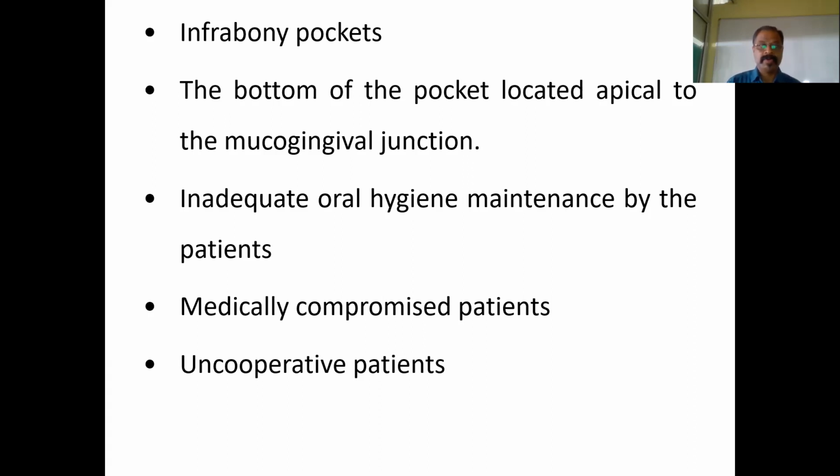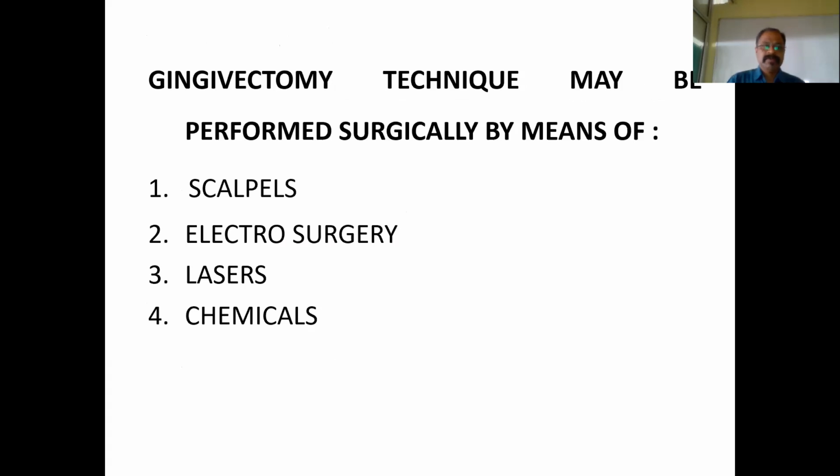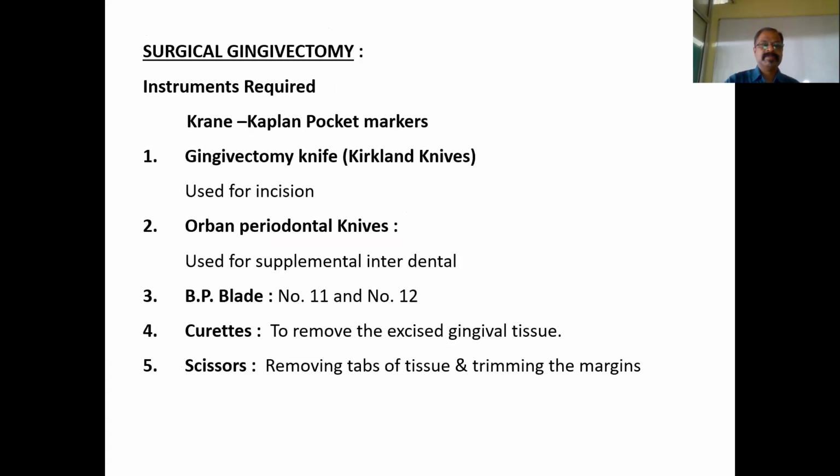If the patient is not going to cooperate, then obviously you will not be able to perform a good surgical procedure. So this gingivectomy technique may be performed in many ways. Number one, you can use scalpels, you can use electrosurgery, you can use lasers, and then finally, like in curettage, you can also use chemicals. So let's see what are the procedures for the surgical gingivectomy. What are the instruments required?